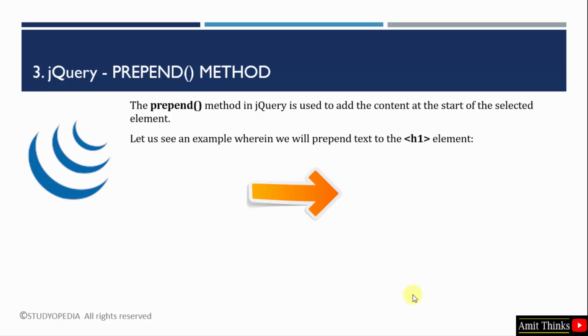Now we will see the prepend method. As the name suggests, it will add the content at the start of the selected element. In append we added at the end. Therefore for prepend the content will get added in the beginning. So we will see an example and prepend the text to the h1 element. So let us see the example.